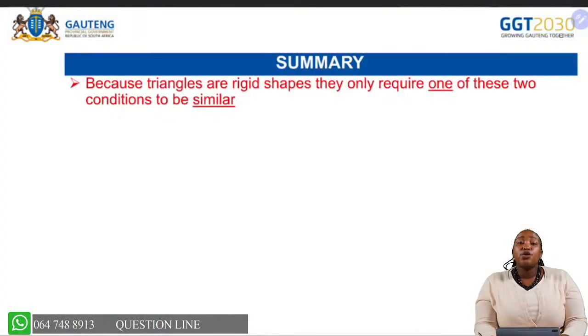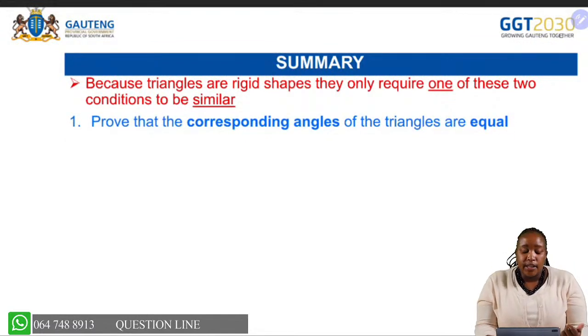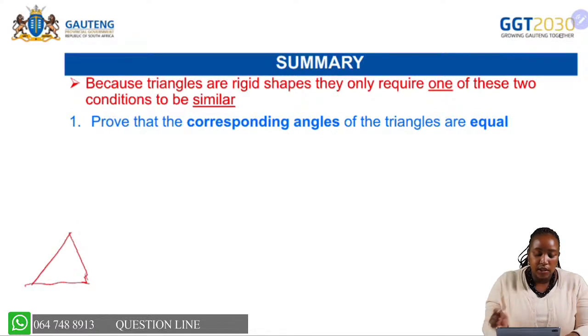All right, so for the summary, we said that we only need to prove 2 points about a triangle for them to be similar, and the first point was that their corresponding angles are equal. Okay, what does this mean? It means that if you have this triangle here, I hope you can see it, and my artistic skills are gone now.